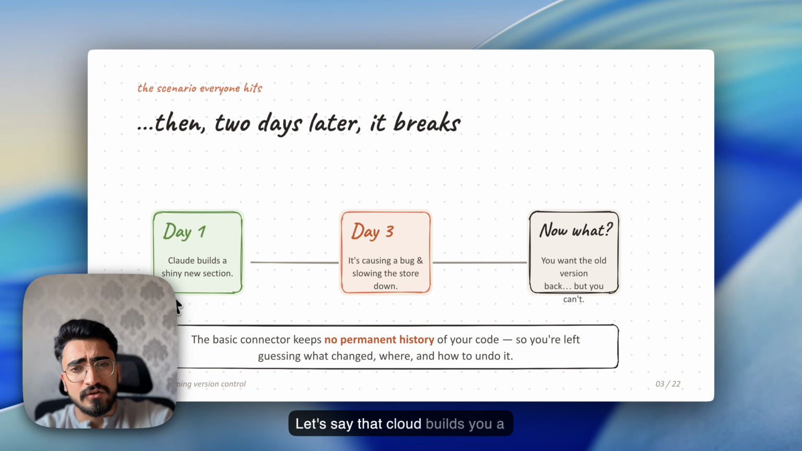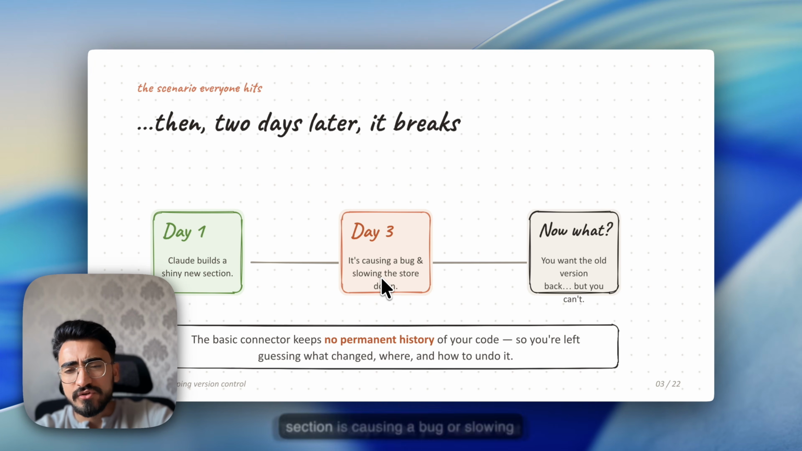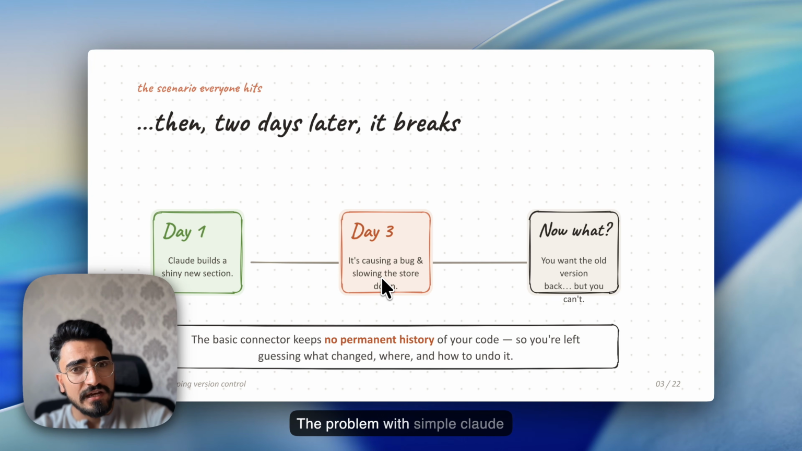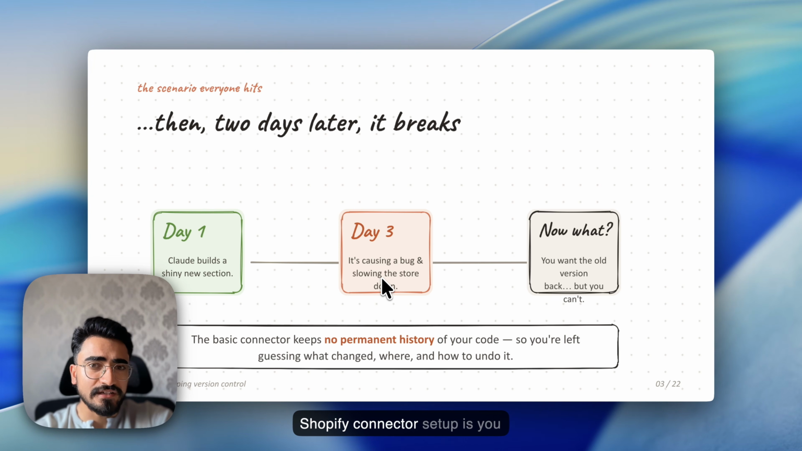Let's say that Claude builds you a section for your Shopify store. Everything looks great, so you simply move on. 2-3 days later, you realize that section is causing a bug or slowing down your store or breaking something completely unrelated. And to be honest, this happens more often than most people even realize. Now, you want to go back to the version before that change. The problem with the simple Claude Shopify connector setup is you cannot easily do that.